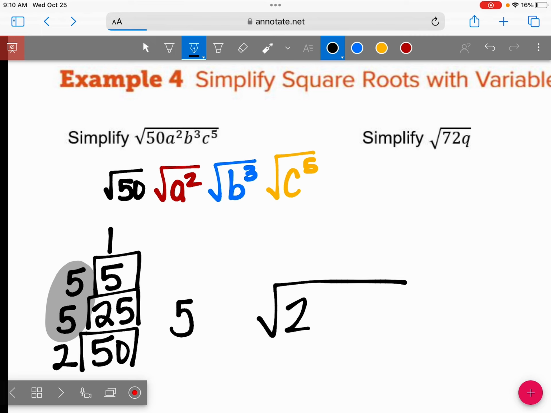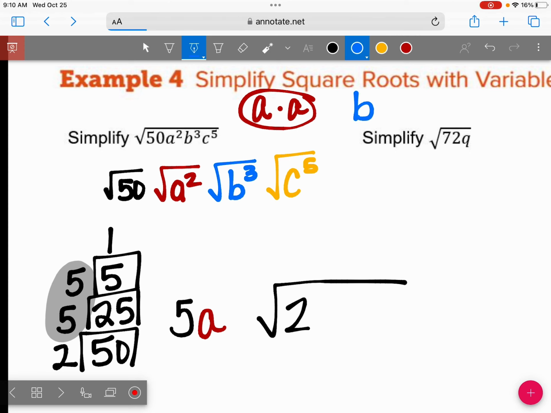All right, so now let's talk about how do you deal with a variable. With a variable, we need a pair. So what this means is that I have 2 apples. I have a squared, so that means I have 2 a's, a times a. If I have 2 people, how many pairs can I make? 1. There is 1 pair. Is there anybody left out of a pair? No. So I'm going to put a outside with the 5. Nobody's left out of my pair.